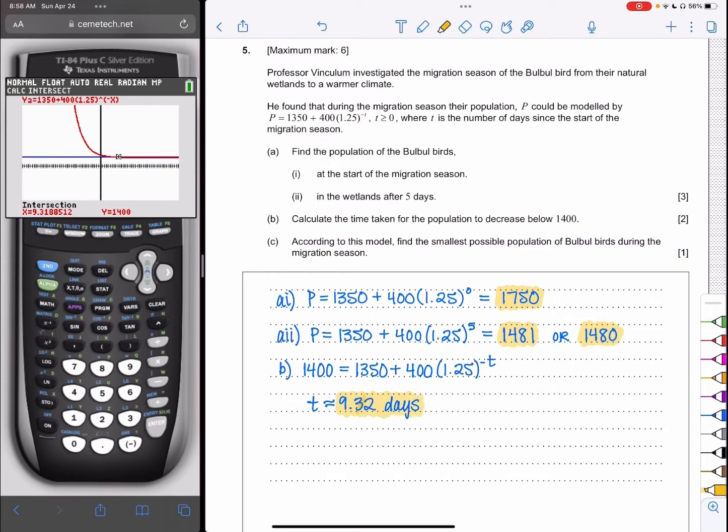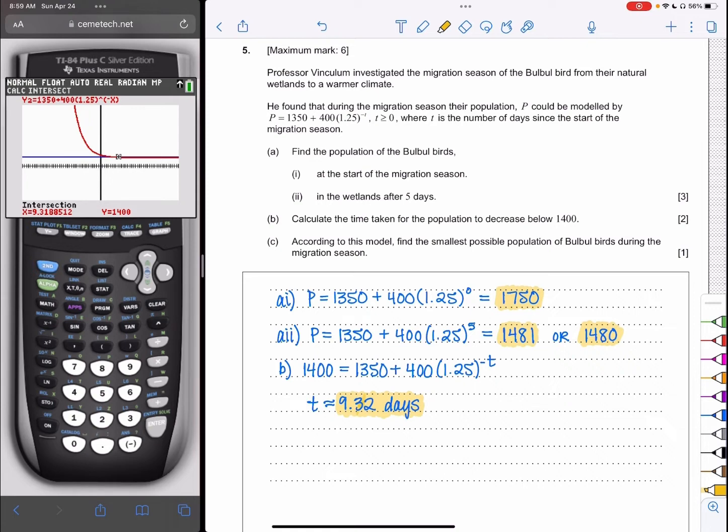All right, last question. It says, part C, according to this model, find the smallest possible population of the bulbul birds during the migration season. So if I say the smallest possible population, I am basically asking, what is my asymptote? Okay, what is my asymptote? Meaning, what value are my y values getting closer to?